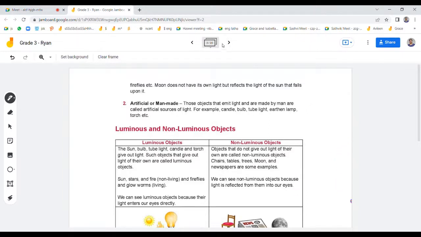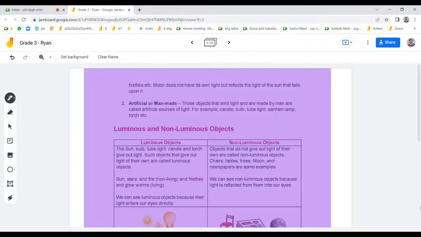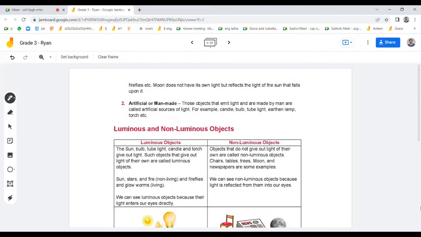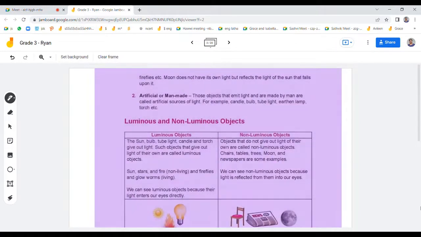Are you clear about this? First we saw the properties of light. There are three properties of light. Next, we saw the sources of light. In sources, there are two types, natural and artificial or man-made. In natural, you have two types, non-living luminous objects and living luminous objects.